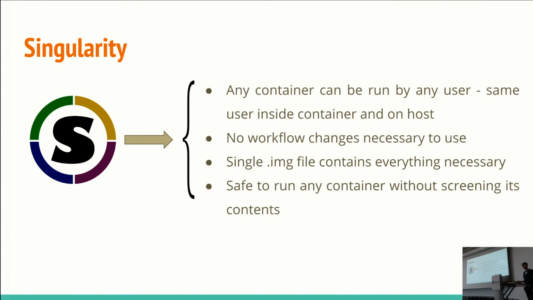Also with Singularity, it's just one single IMG file. So you're going to have an IMG file. It's typically 200 to 500 megabytes in size. That is your container. You put that on some distributed file system, and then you can just run it anywhere. And four, it's safe to run any container. It doesn't matter what's inside the container. The user's never going to be able to do anything that they weren't already able to do. And so because of that last fact, our IT security guys, in one day, said, okay, yeah, we can install it. It's fine. There's no issue.